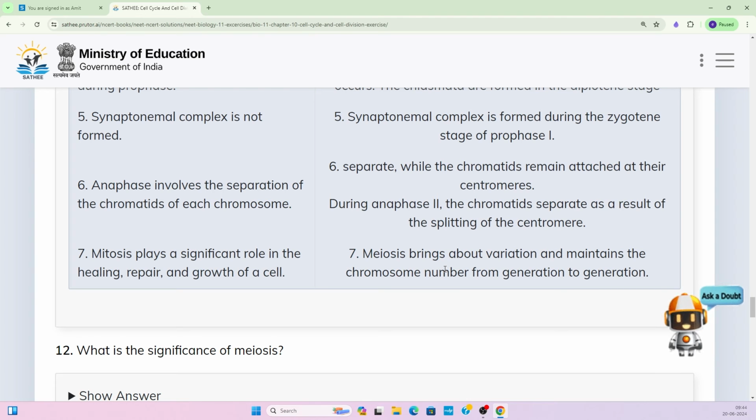It brings about variation because, as you have seen, there is a change of the chromosomes by the process of DNA crossing over. At the time of crossing over, there is an exchange of genetic material, so both chromosomes now have a new recombination type. So meiosis brings about variation. This new recombination is a very important term, right? And meiosis maintains the chromosome number from generation to generation.